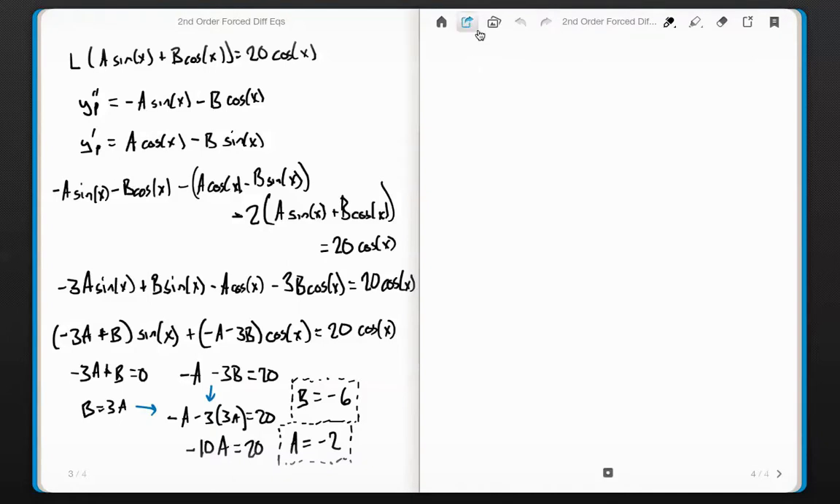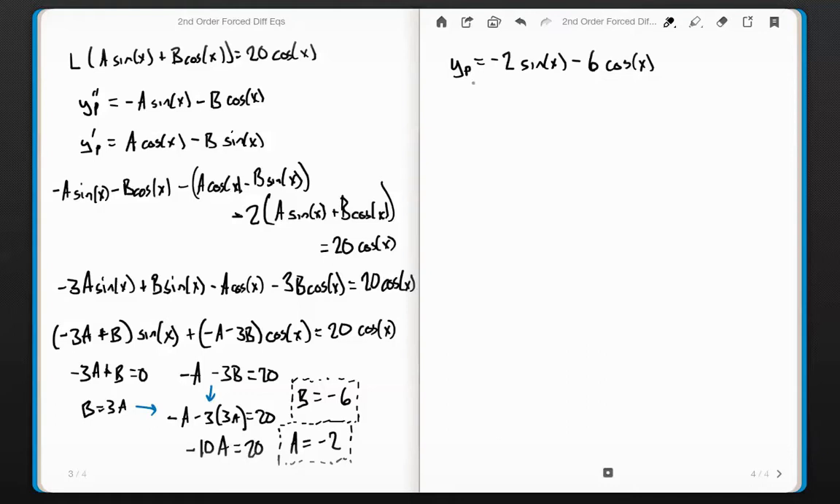And now that I know my a and b coefficients, I can put this all together and say that my y particular solution, remember it was a sine of x, equals negative 2 times the sine of x, and then minus 6 times the cosine of x. Right, so if I plug this into my differential operator, sure enough, I get 20 cosine x. And you can try that, just to be sure. It'll work.